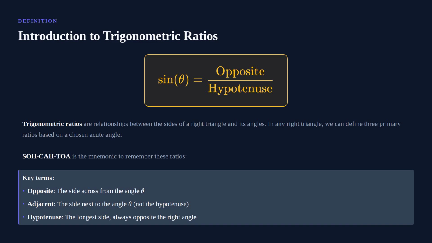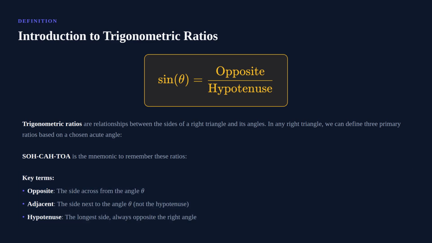Key terms: opposite, the side across from the angle theta; adjacent, the side next to the angle theta, not the hypotenuse; hypotenuse, the longest side, always opposite the right angle.